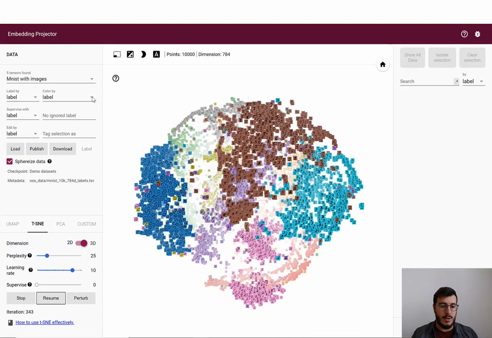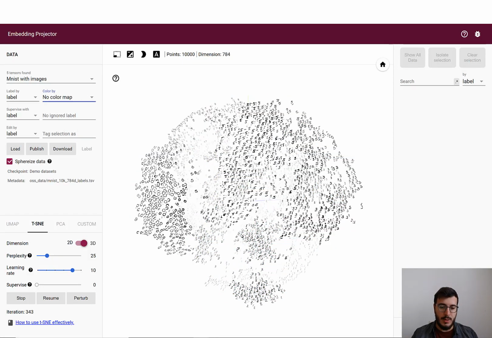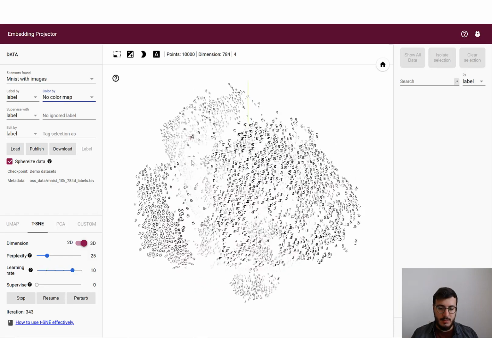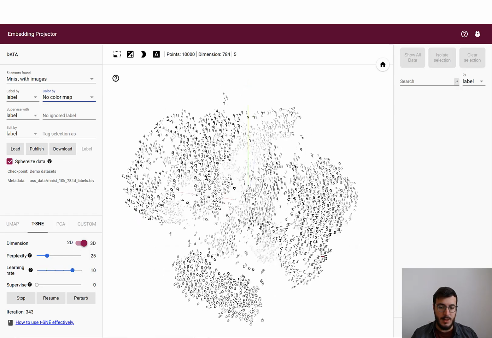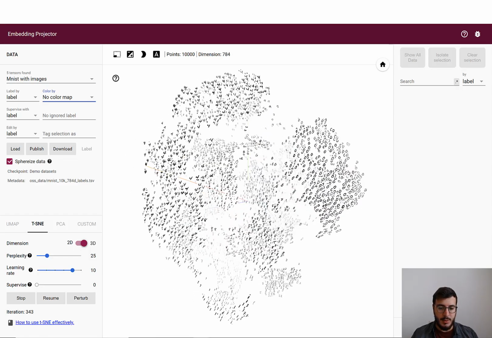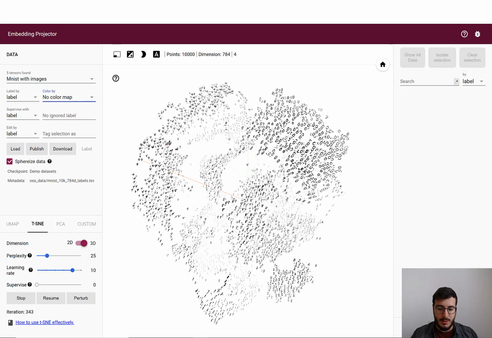And let's say we also turn off the labels. Let's say we didn't know them. Now, even without access to the labels, we can still see that there's one cluster of data points here, and there's another cluster of data points over here, and then there's a third cluster of data points down here, and so on.